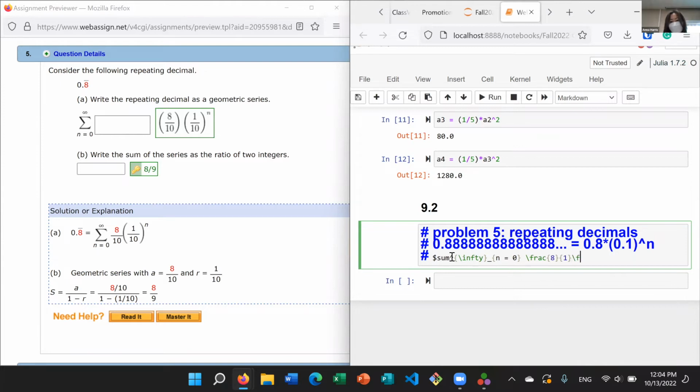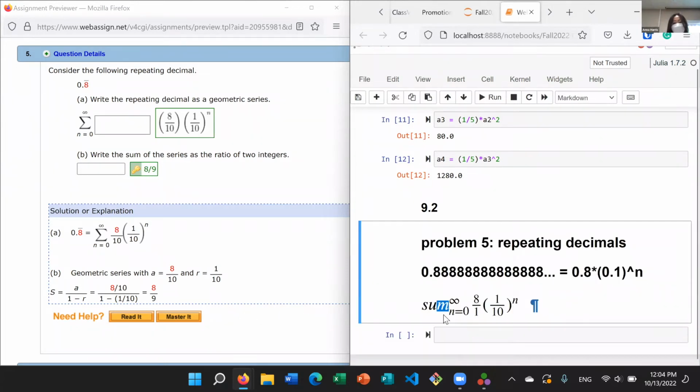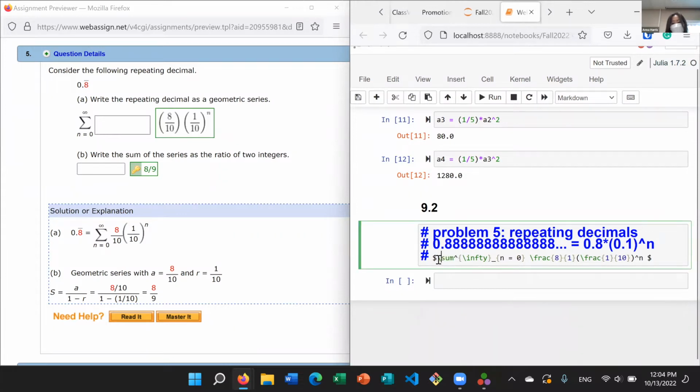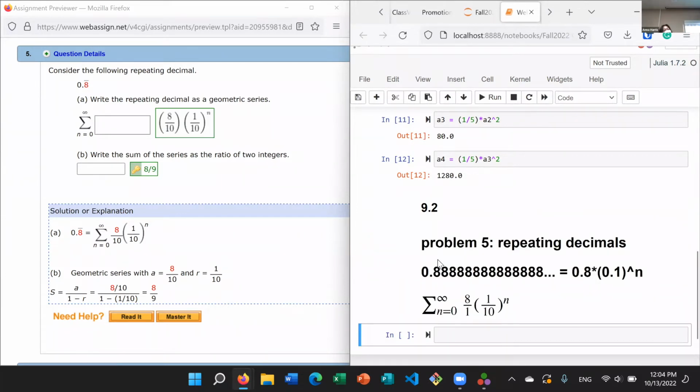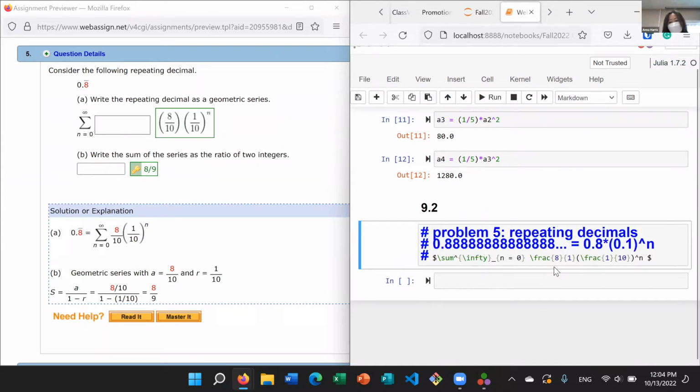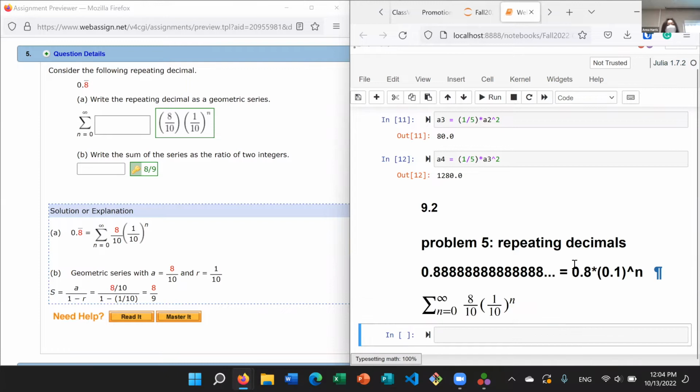And then this is what you have, okay? This is what you have. Excuse me. It's going to look like that. I put it wrong. It's not 8 over, it's 8 over what? 8 over 10. Okay. That is your summation.